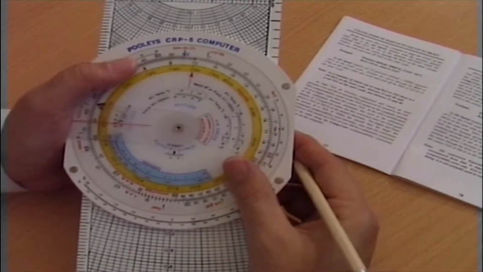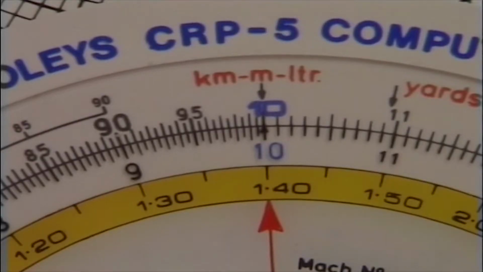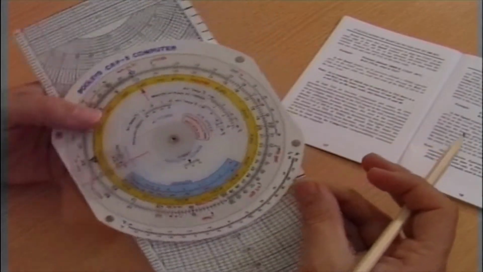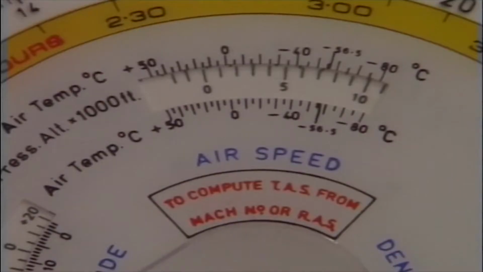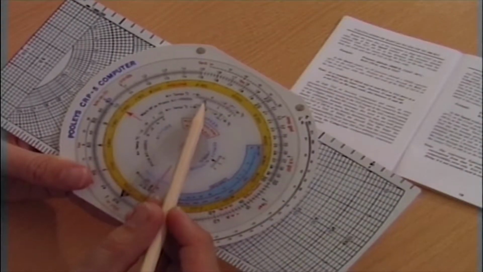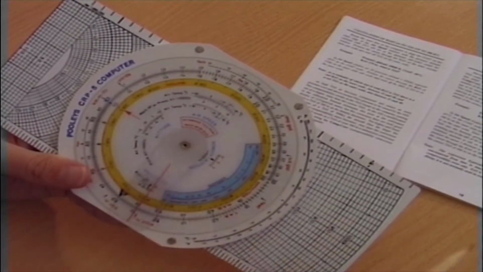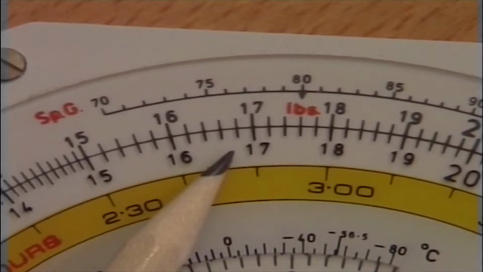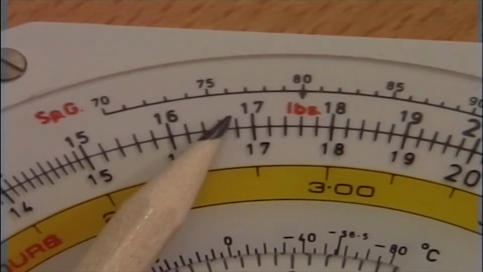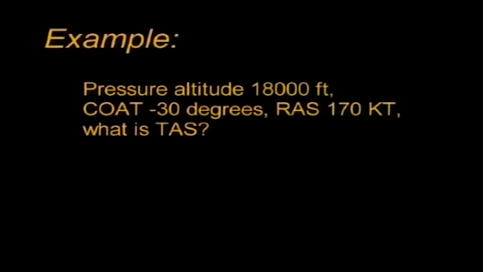If you line up the 10 with the 10, a standard atmosphere is created on the CRP-5, and in the airspeed window, a pressure altitude of 0 feet will line up with plus 15 degrees Celsius. It may be seen that rectified airspeed on the inner scale, for example 170 knots, is the same as true airspeed on the outer scale.